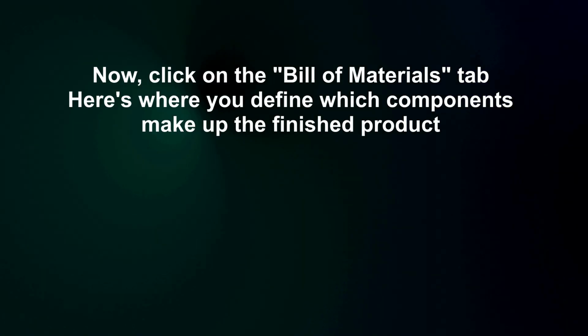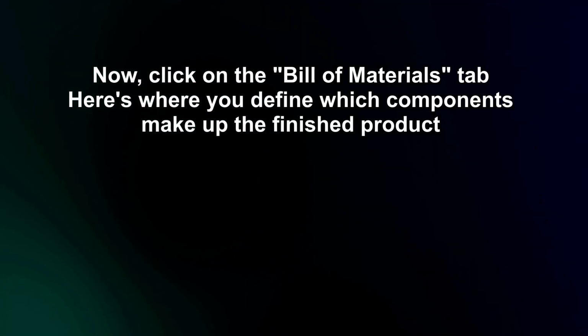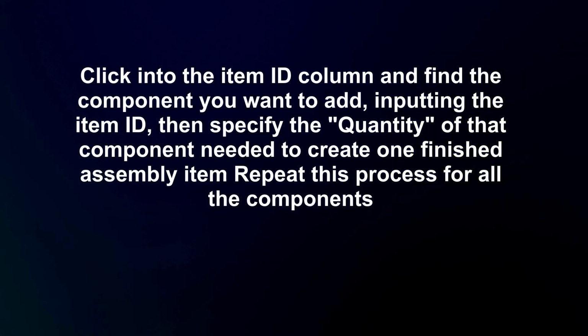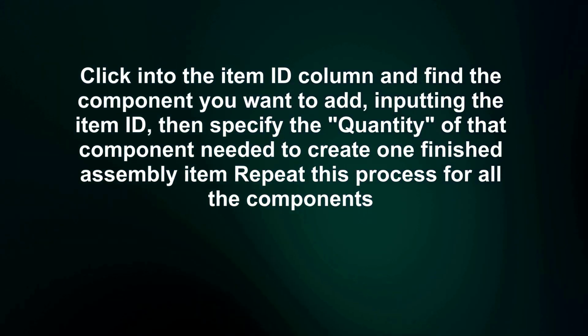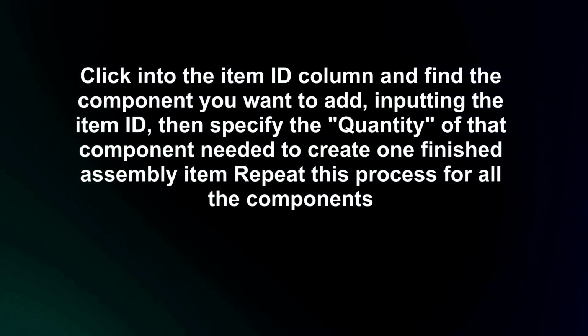Now, click on the Bill of Materials tab. Here's where you define which components make up the finished product. Click into the Item ID column and find the component you want to add, inputting the item ID. Then specify the quantity of that component needed to create one finished assembly item. Repeat this process for all the components.